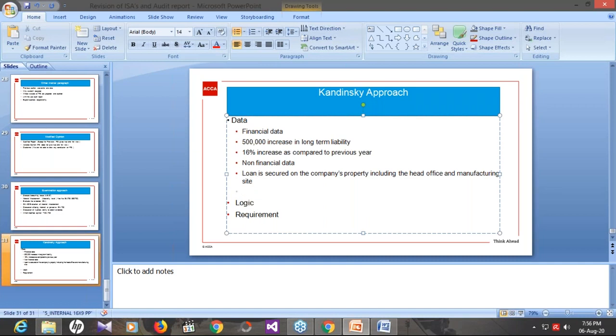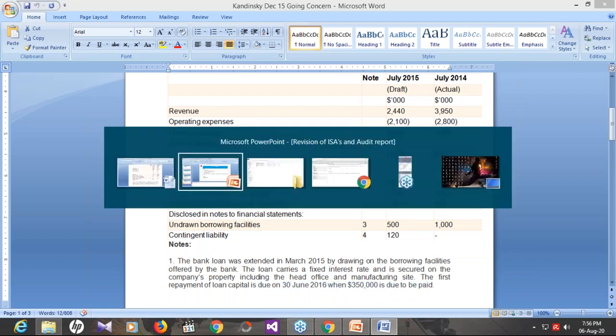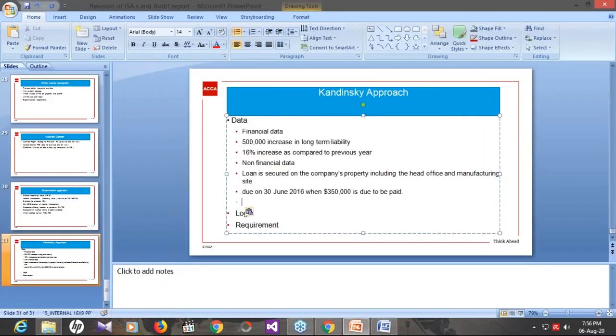This is a non-financial point, and there is another point. The first repayment of loan capital is due on 30 June when 350,000 is going to be paid. So this is another important point, that we have to pay $350,000 on 30th June 2016. So this is the data that is available to us.